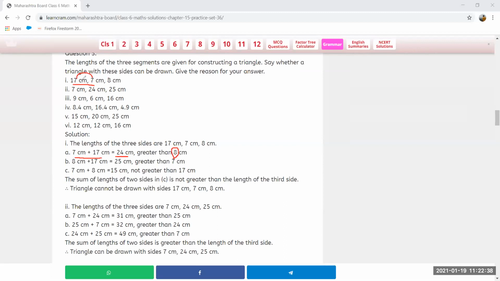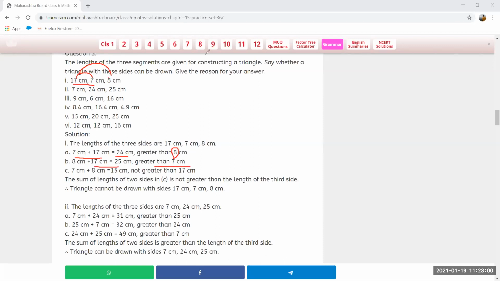So 17 plus 7 is 24, and this third side is 8. So the sum of two sides is greater than 8. Now we can take another two sides, 17 and 8. Now 8 plus 17 is equal to 25 centimeter, and greater than 7, the third side is 7.